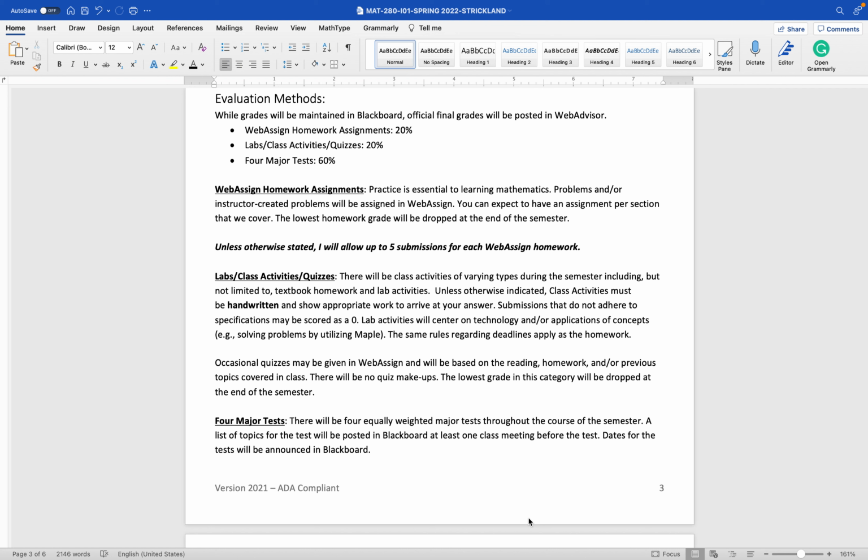Now, occasional quizzes may be given in WebAssign and will be based on the reading homework and/or previous topics covered in class. There will be no quiz makeups. The lowest grade in this category will be dropped at the end of the semester.